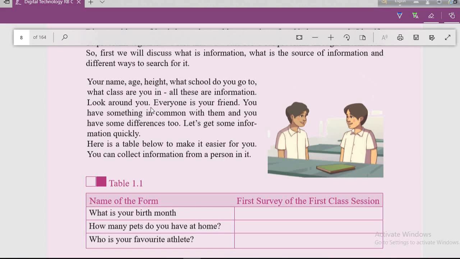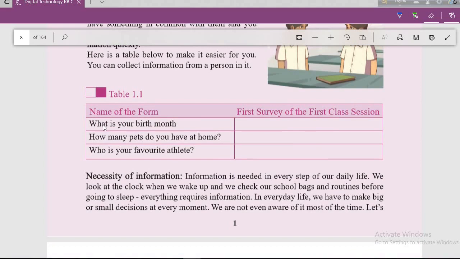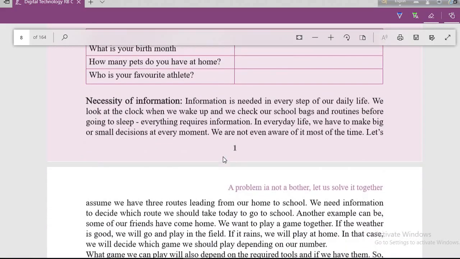Look around you. Everyone is your friend. You have something in common with them and you have some differences too. Let's get some information quickly. Here is the table below to make it easier for you. You can collect information from a person in it. So table number 1.1, you have to solve it with your friends or classmates.